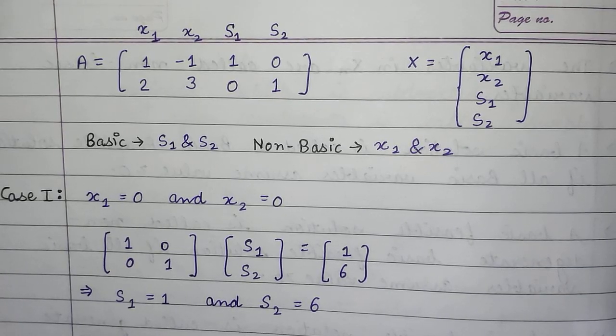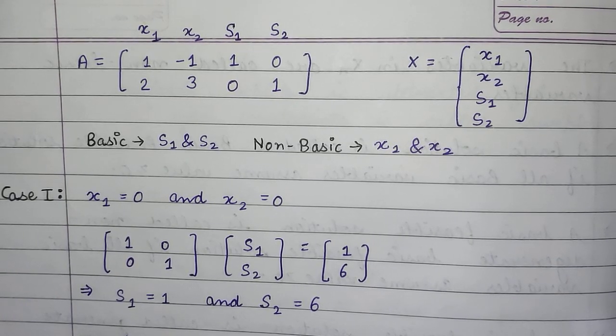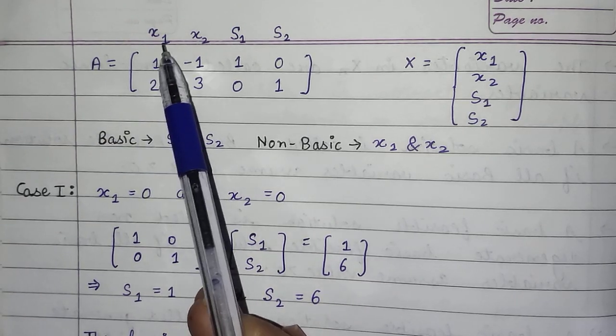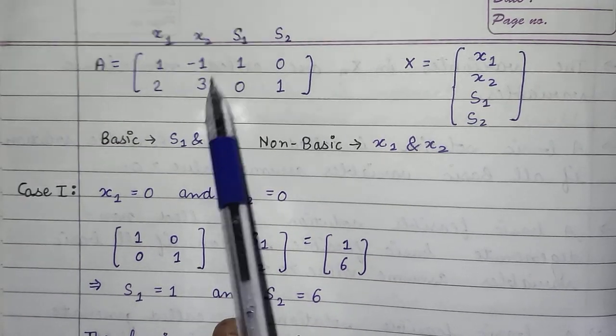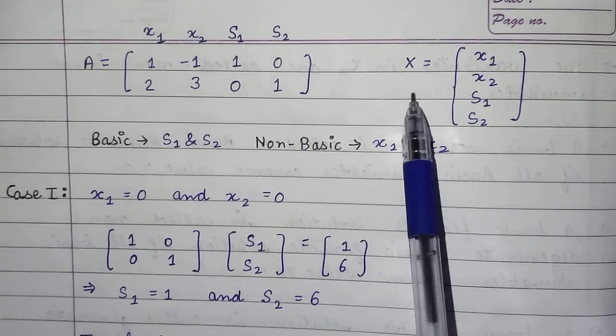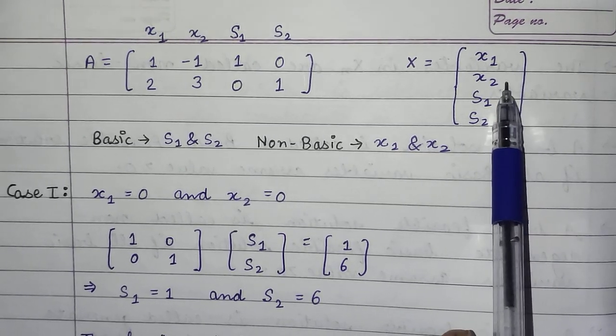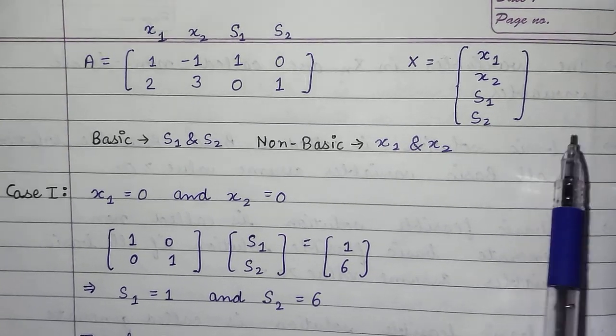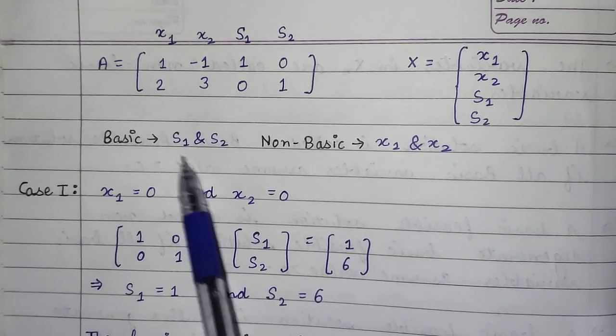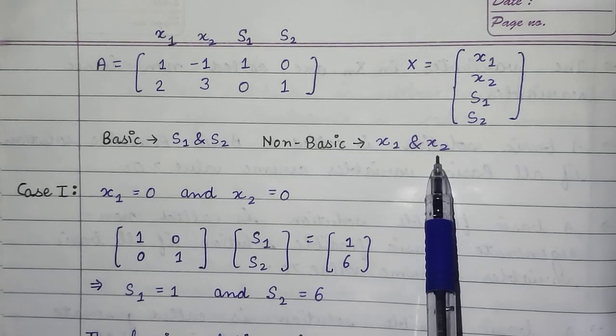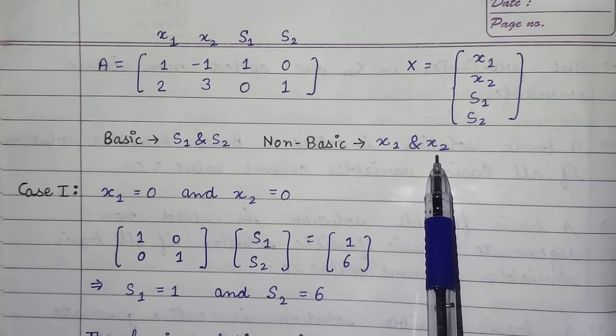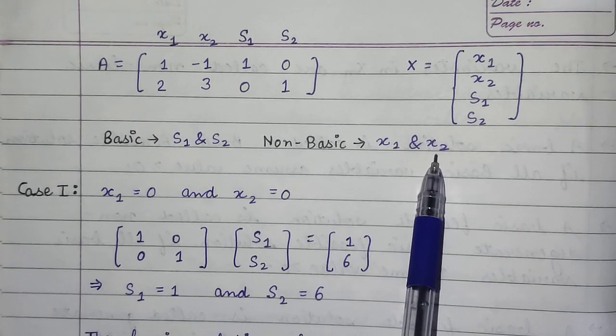So firstly we will write the equations in matrix form, like A is equal to, here this is x1, this is x2, this is s1 and this is s2, where capital X is equal to x1, x2, s1, s2, where the basic variables are s1 and s2 and the non-basic variables are x1 and x2. So by the formula nCm we find the total number of basic solutions is 6. So there are a total of 6 cases.